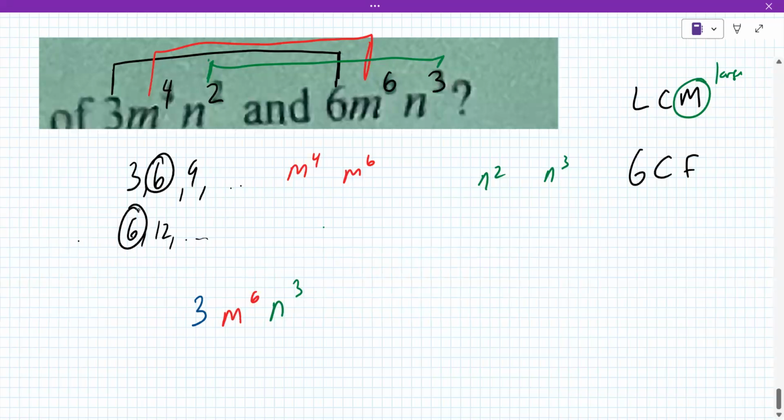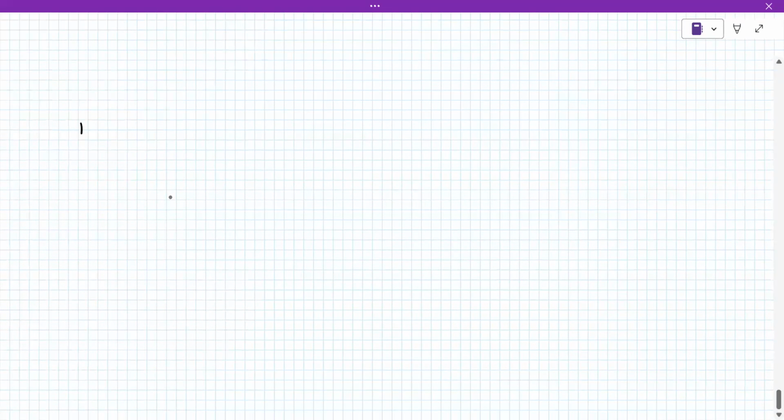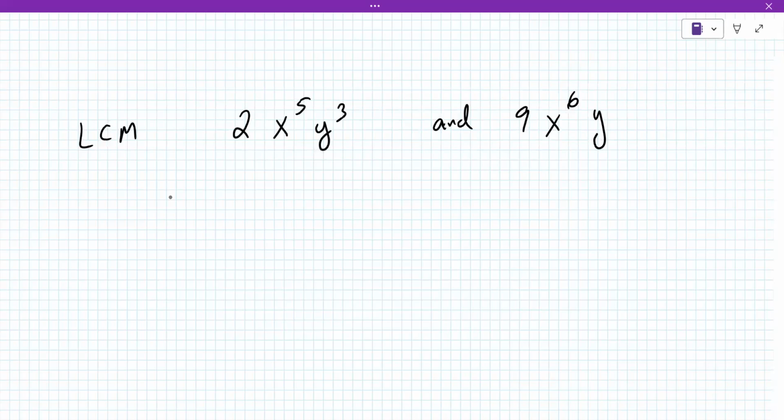Let's do another one here, if you're okay with that. So let's find the least common multiple between 2x to the 5th y cubed and 9x to the 6th y. Okay, so the LCM of 2 and 9 is 18, right? Okay, good start. And then x to the 6th and y to the 3rd. You got it.